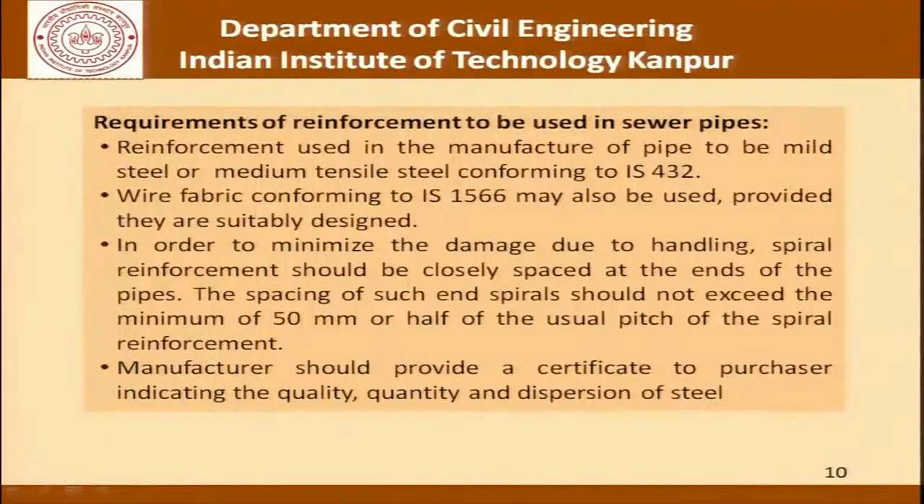As far as the reinforcement to be used in sewer pipes is concerned, again, it comes from standard manufacturing procedures. The reinforcement used in the manufacture of pipe is to be mild steel or medium tensile steel conforming to IS 432 or any other similar specification. Wire fabric conforming to IS 1566 may also be used, provided it is suitably designed. And in order to minimize damage due to handling, spiral reinforcement should be closely spaced at the ends of the pipes. The spacing of such end spirals should not exceed the minimum of 50 mm or half the usual pitch of the spiral reinforcement as per design.